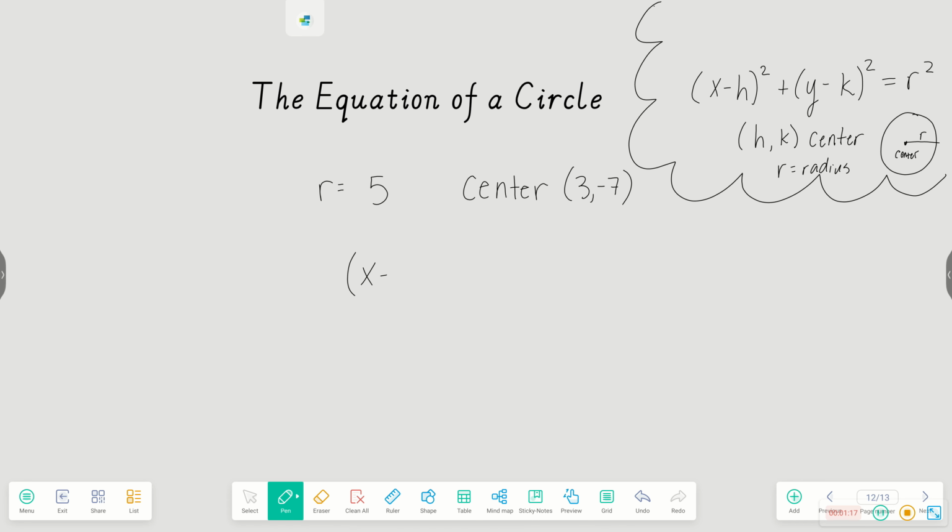So we have (x - h) squared plus (y - k) squared equals r squared. r is the radius and this is h comma k. So let's just plug this in there. We know h is 3. When I substitute, I have to put parentheses around it, and k is -7. We also know that r is 5.